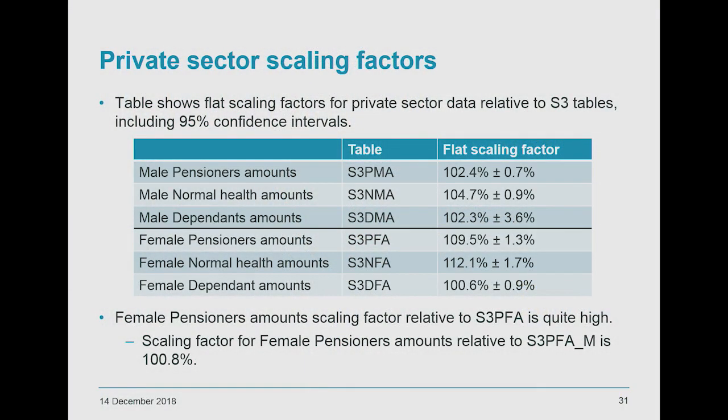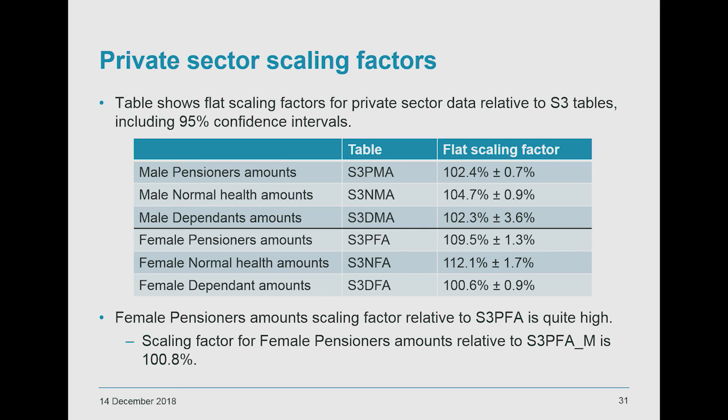The first bit of analysis that we did was to look at the scaling factors that we might use for private sector data relative to S3 tables. Essentially, these numbers are what you would apply to your base table if you felt that the best set of mortality rates to use for your scheme was 100% of a private sector table, so a private sector only table. Now that's not quite the same as a direct translation back across to S2, because of course S2 did have some public sector data in it as well.